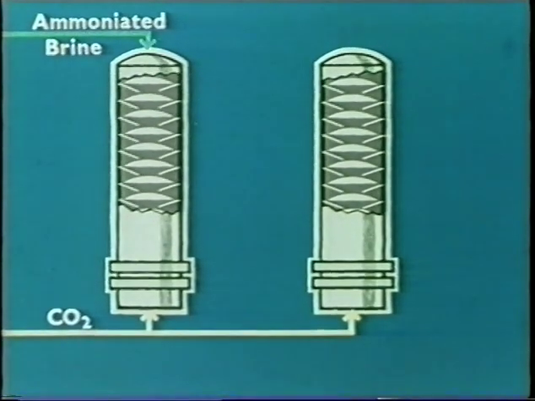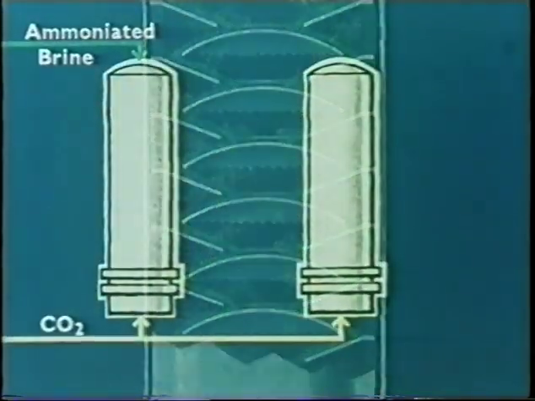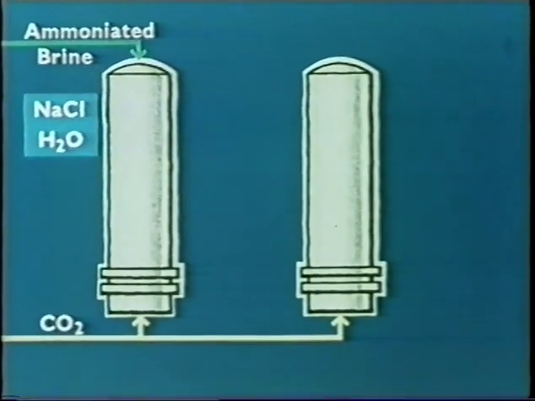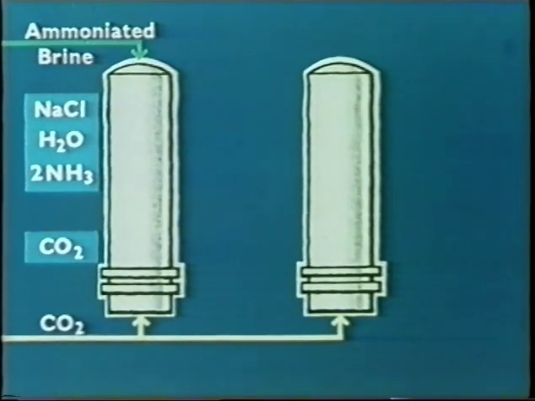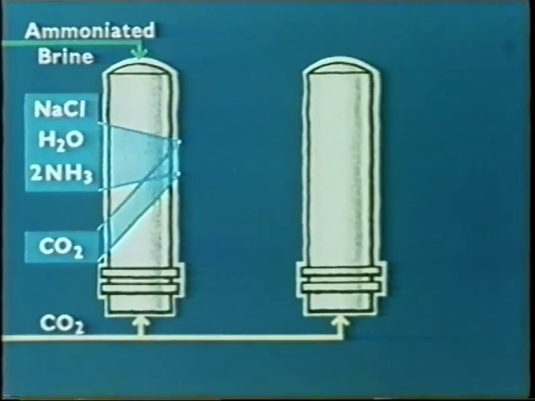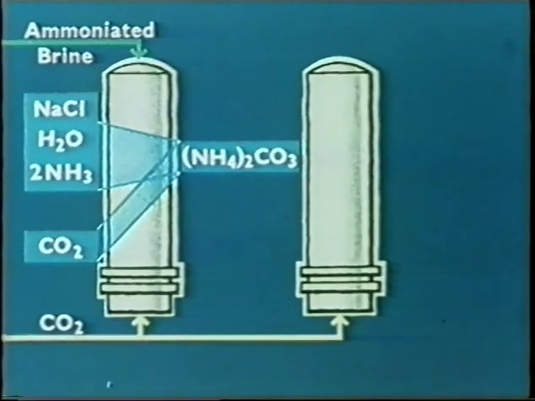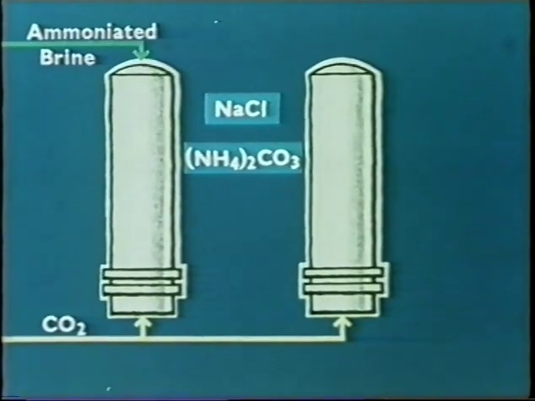Cooled ammoniated brine from the absorbers is pumped into the top of the first group of towers. It cascades down over the plates, meeting the carbon dioxide blown up from the bottom under pressure. The ammoniated brine contains sodium chloride, water, and ammonia. The water and ammonia combine with the carbon dioxide to form what we call for simplicity ammonium carbonate. This, the first reaction in the towers, is monocarbonation. The salt does not yet react to any extent.